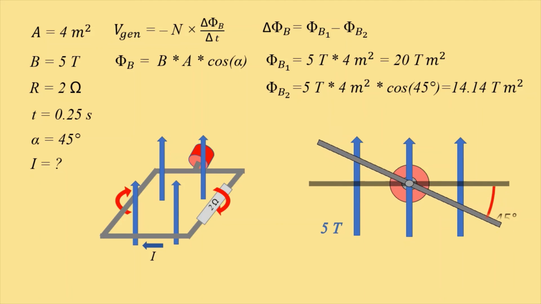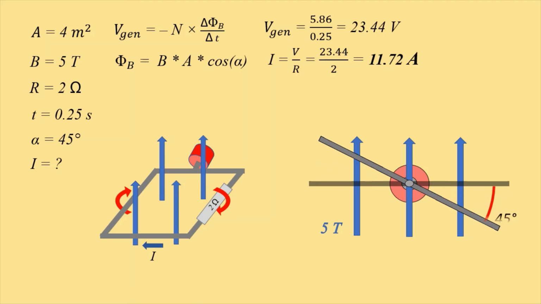And now we can get the difference, and we can put it into our equation. And with the use of Ohm's law again, we get that the current will be 11.72 amperes.